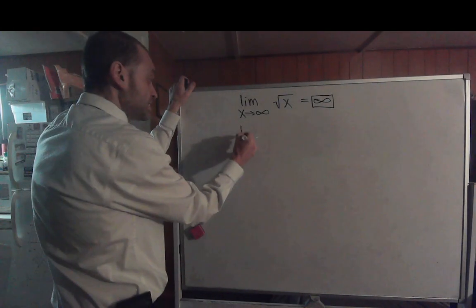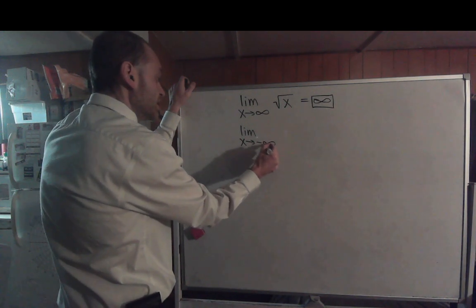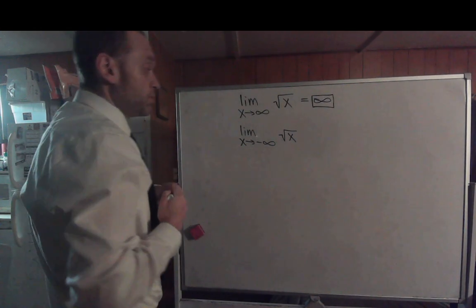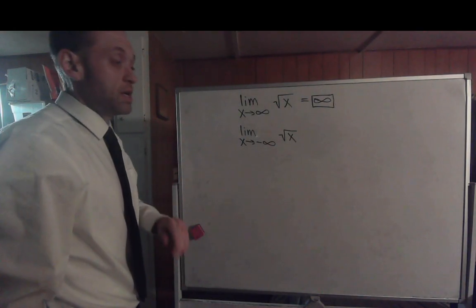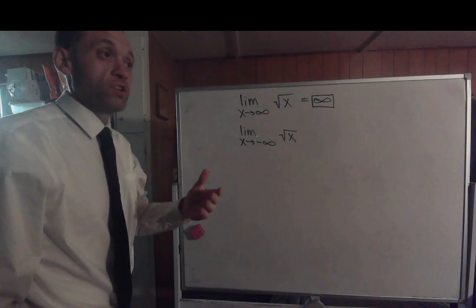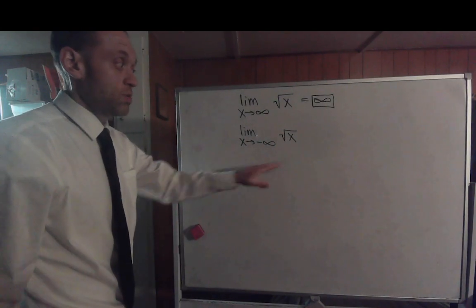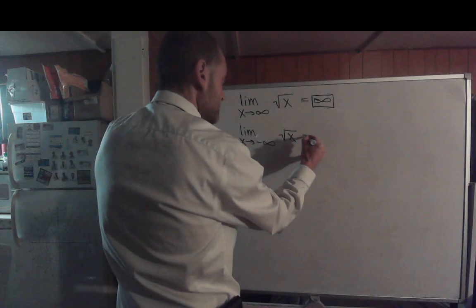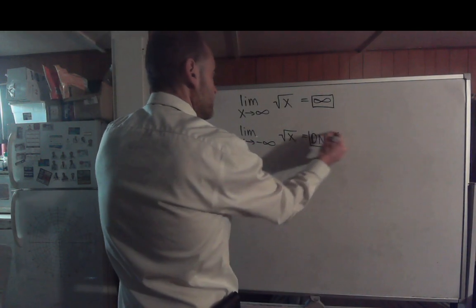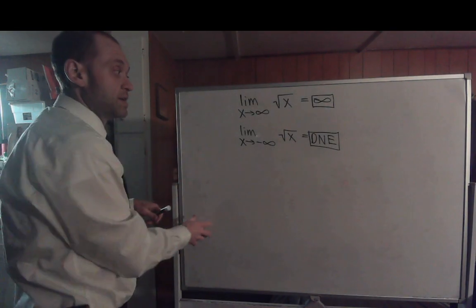Now, let's take the limit as x approaches negative infinity of the square root of x. Well, right away we have a problem. The square root function, or any even root function for that matter, is not defined for any values less than 0. So right away this limit does not exist, because you cannot have a negative value under a square root sign or any even root sign.